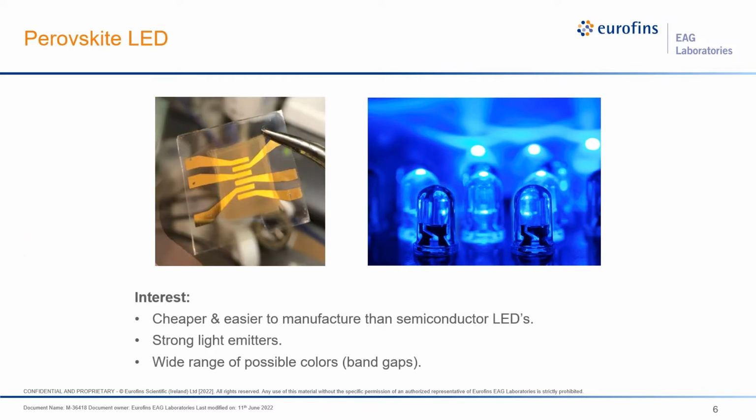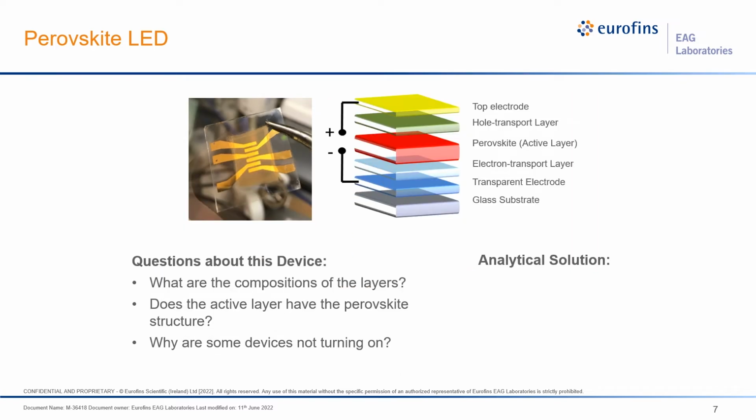The first LEDs used semiconductors as light emitters, but perovskite structures can be cheaper and easier to manufacture. They are also strong light emitters, which can be made into a wide variety of colors. The photo on the left shows the test device with its schematic diagram on the right.